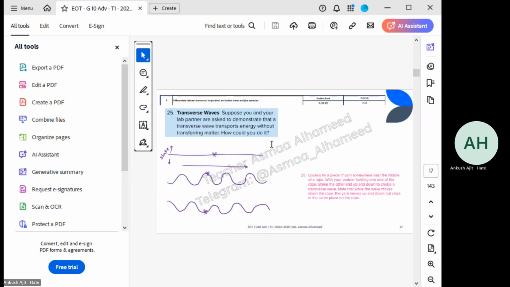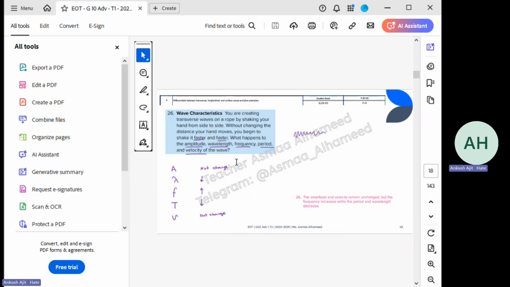Transverse wave: suppose you and your lab partner are asked to demonstrate one. Remember one thing, how could you do it? If you're shaking it, the loop you've attached in between will not move. If the loop is not moving, that shows the energy is not being transferred, only a wave is forming. So loosely tie a piece of yarn somewhere near the middle of the rope with your partner holding one end of the rope. Shake the other end up and down to create a transverse wave. Note that while the wave moves down the rope, the yarn moves up and down but stays in the same place.